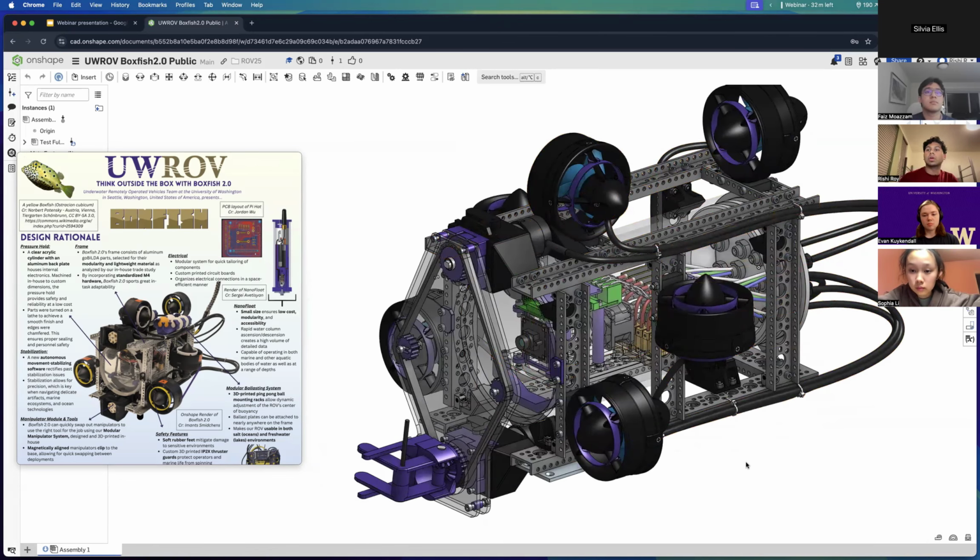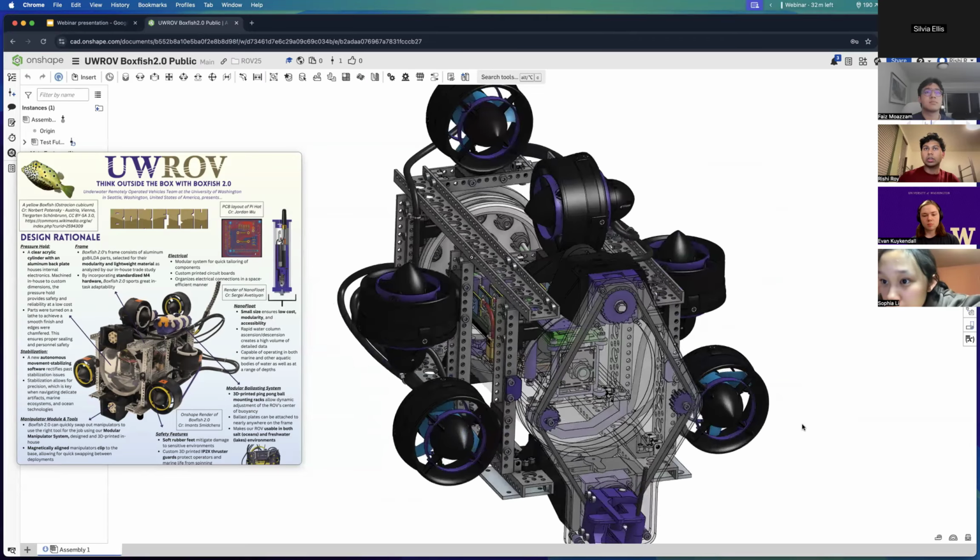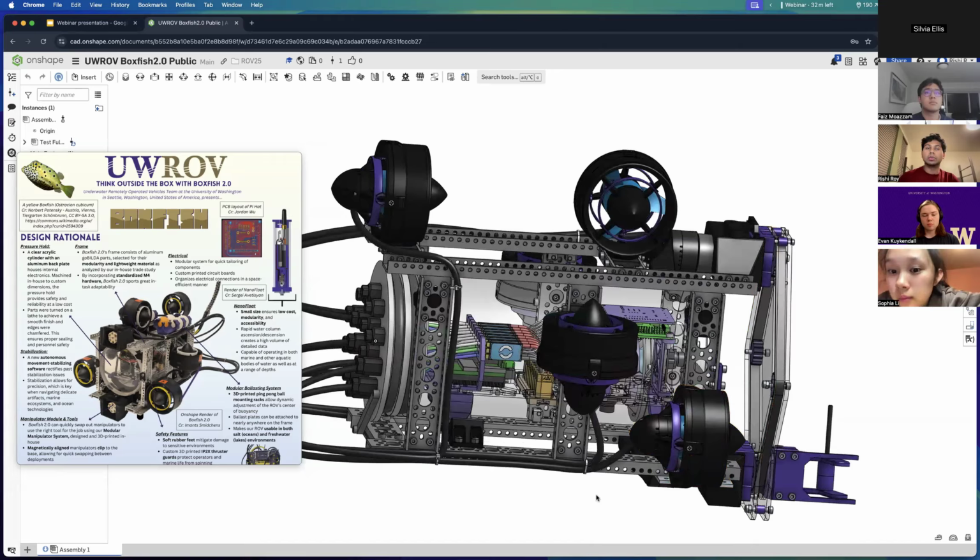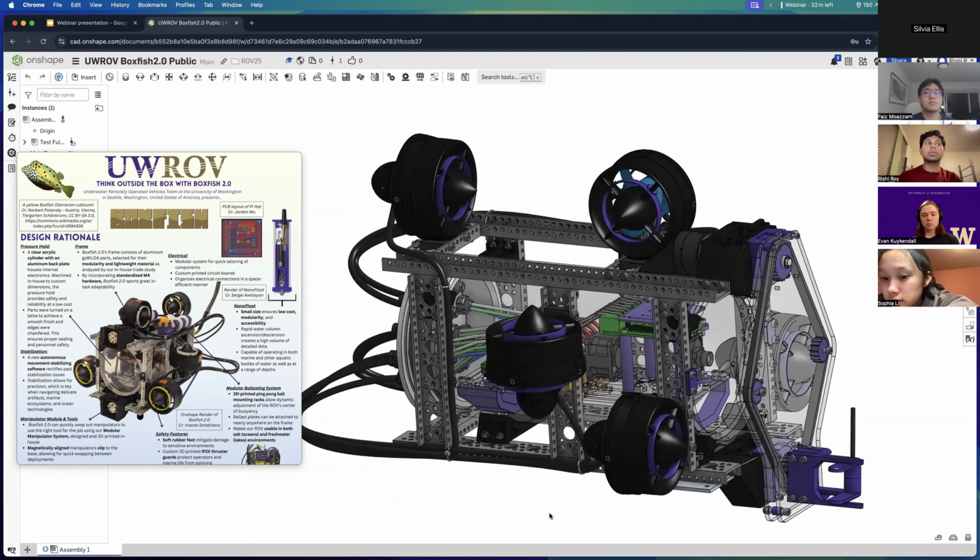So I'll start off with where we keep all of the electronics. Obviously, this is going in salt water, and so that would be pretty bad for almost any kind of electronics. So we have all of the motor controllers, the computer on board, and all of that inside of an acrylic pressure hold, and that is this component that I have selected here in orange.